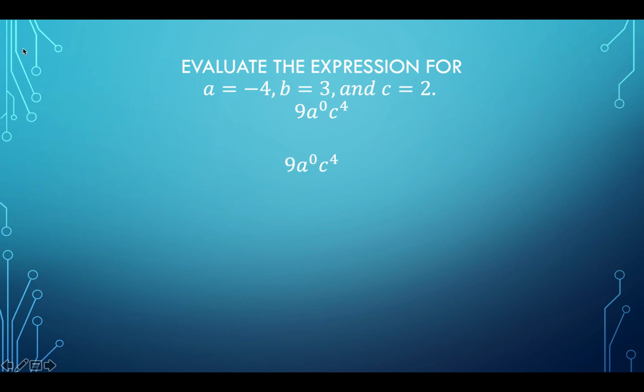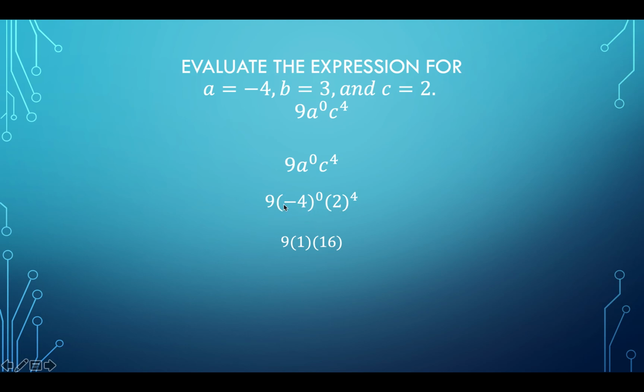So for my first step, I just rewrote the problem: 9 times a to the 0 times c to the 4th. The first thing I'm going to do is plug in -4 for a, because I'm told a is equal to -4. I'm going to plug 2 in for c, because up here I was told c is equal to 2. Some of you might ask me, well, shouldn't I do 9 times -4 times 2?